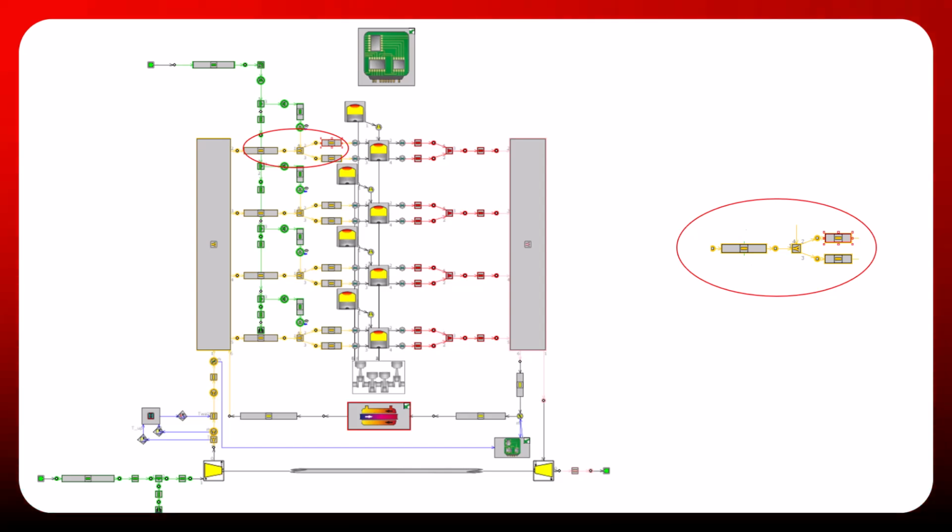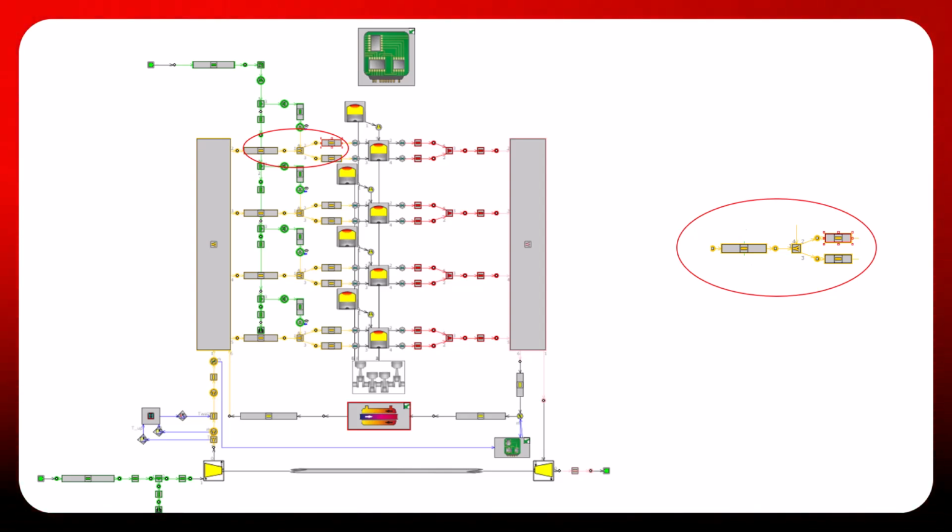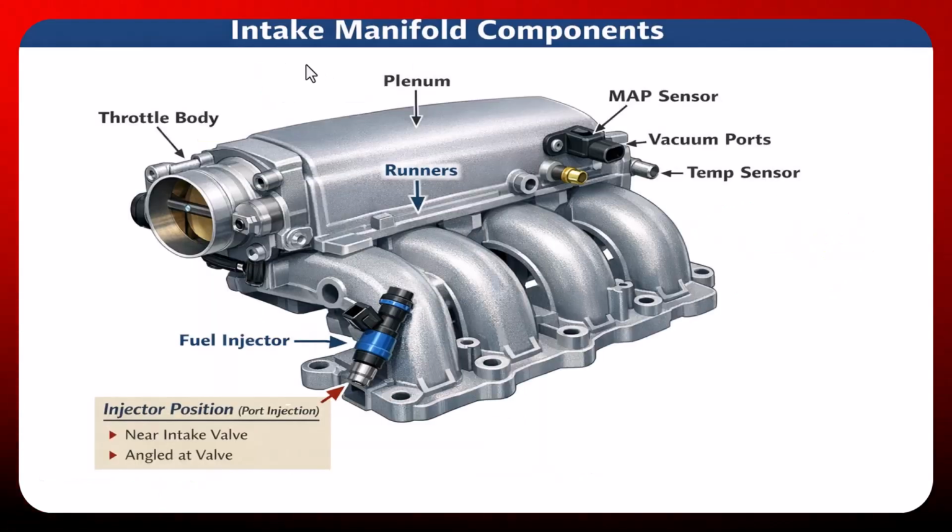Here we have a 4-cylinder engine, and this red circle is the intake manifold, as you can see in this picture. As I said, the intake manifold is a component of an engine that distributes incoming air evenly to each cylinder, so combustion happens efficiently. Its design strongly affects power, fuel economy, and engine response.